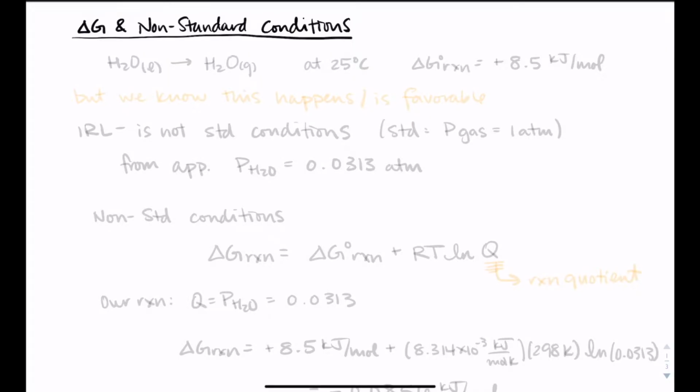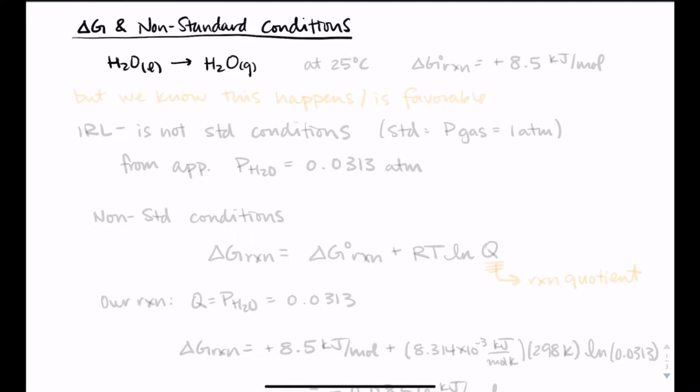Okay, so what about non-standard conditions? So delta G and non-standard conditions. Let's look at a reaction as an example to kind of explain why we're going to talk about this. So liquid water turning into a gas at 25 degrees. This has a delta G reaction of positive 8.5 kilojoules per mole. So this is a non-favorable, non-spontaneous reaction.